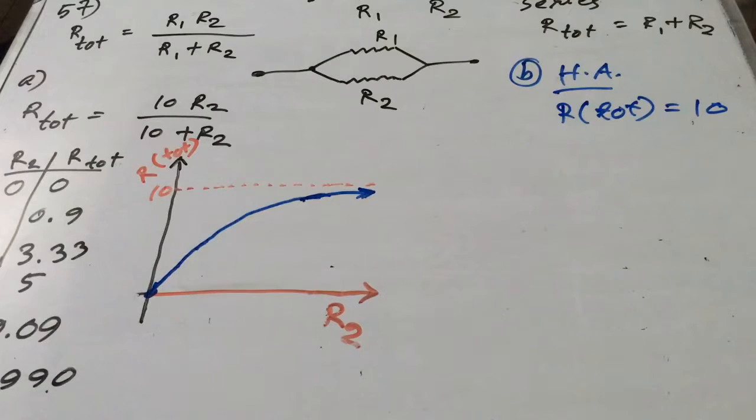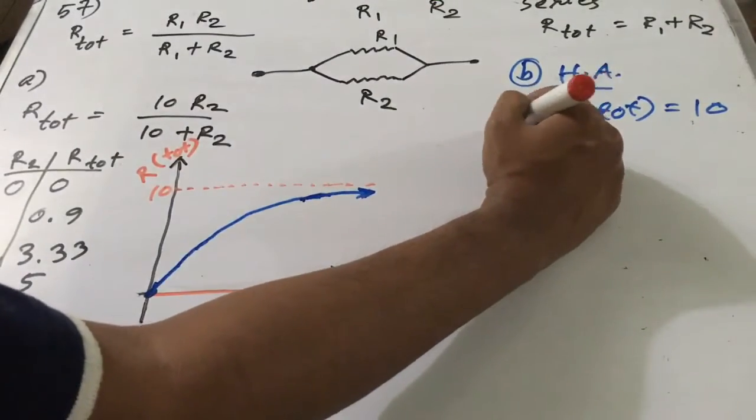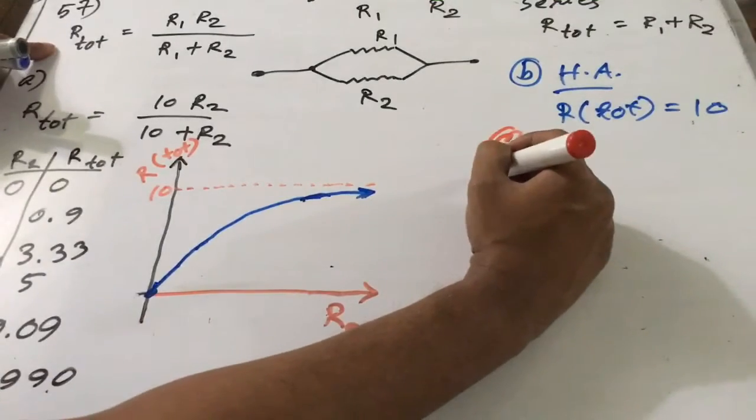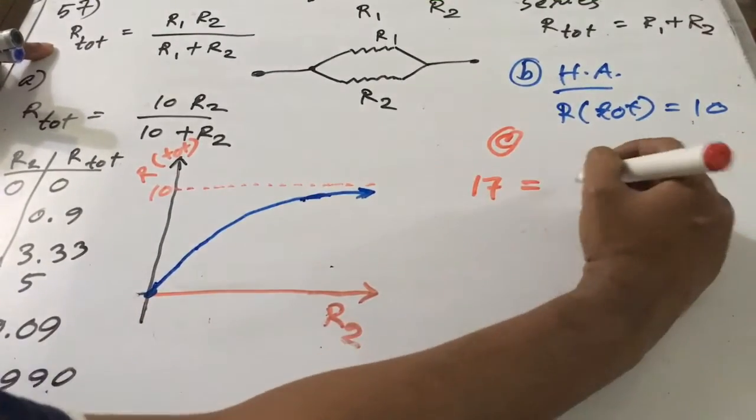This is the horizontal asymptote. And last question: if R2 equals 2 root of R1, what values of R1 will yield a total of 17 ohms? So that means in the C number question, R total is given as 17.